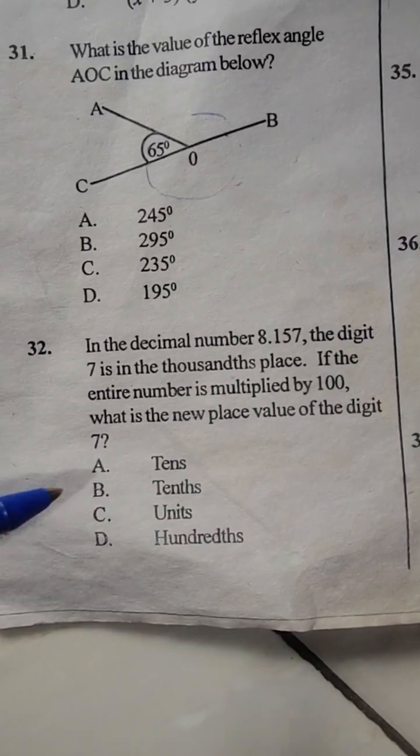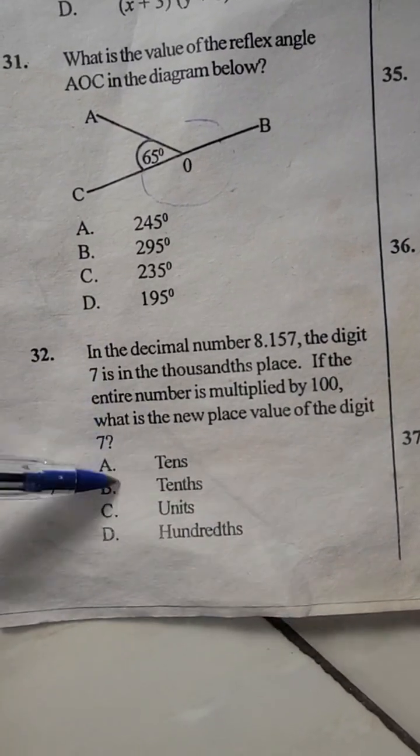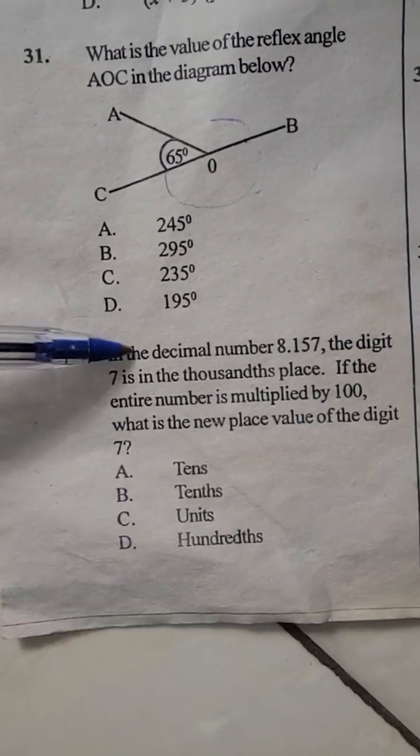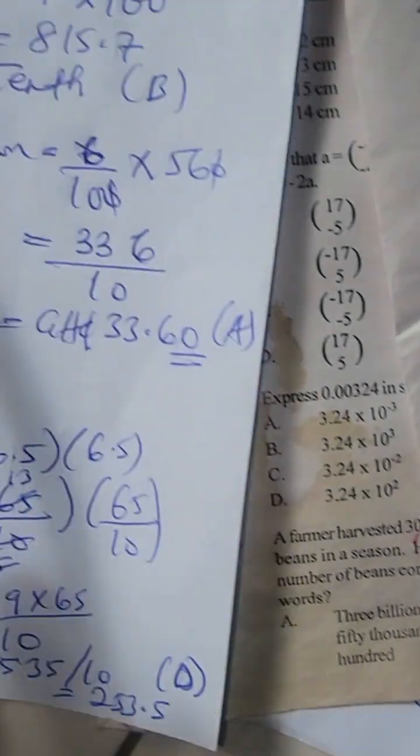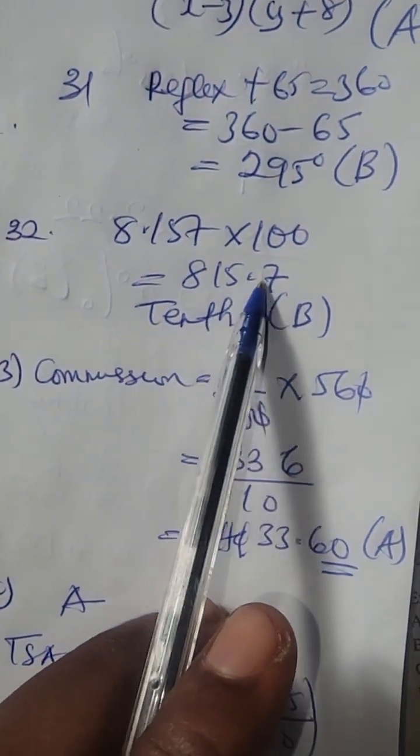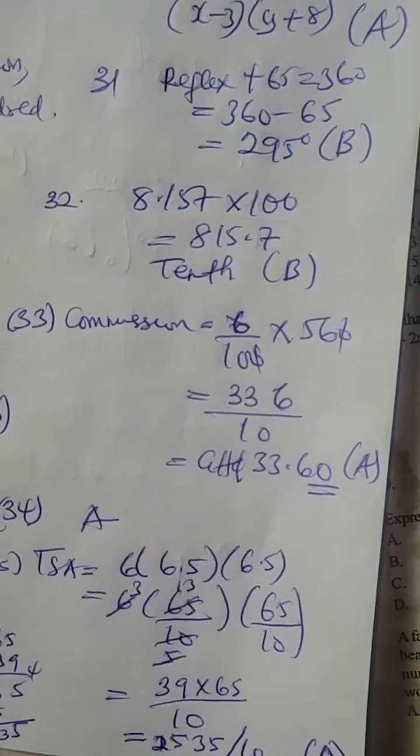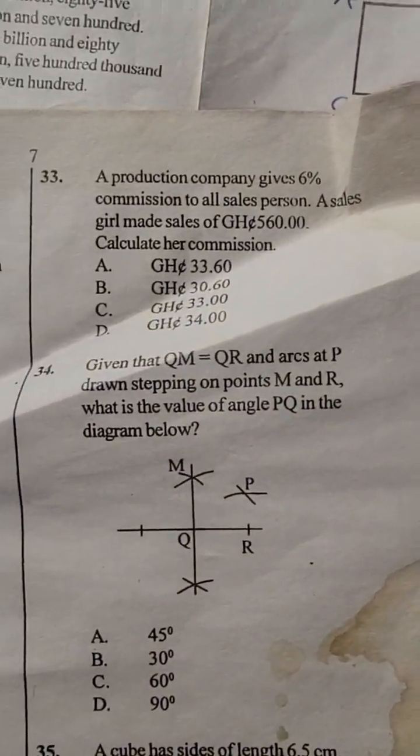32. 8.157, digit 7 is in the thousandths. Entire number multiplied by 100. So times 100 is 815.7. So the 7 is the tenth. That's it. 32.